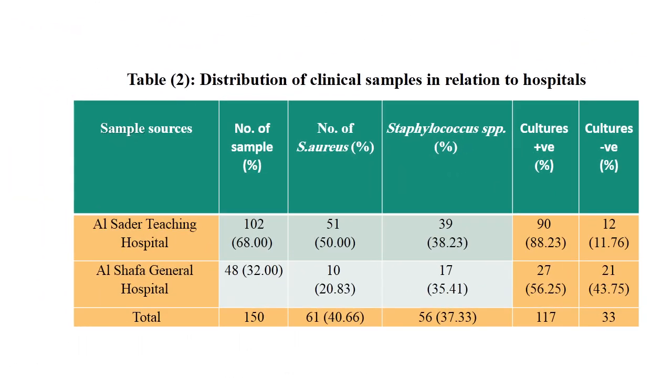Table 2 shows the distribution of the clinical samples in relation to hospitals. We can see a high percentage of Staphylococcus aureus, recorded at 50% from the Al-Sadr Teaching Hospital, followed by 20.83% from Al-Shafa General Hospital.